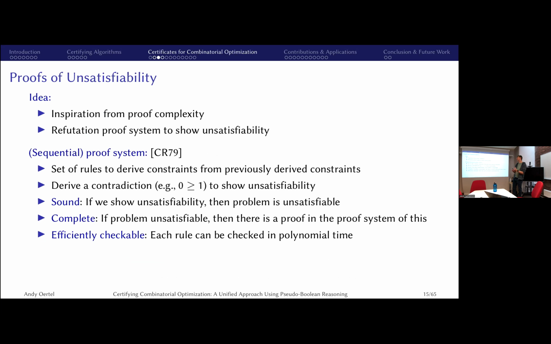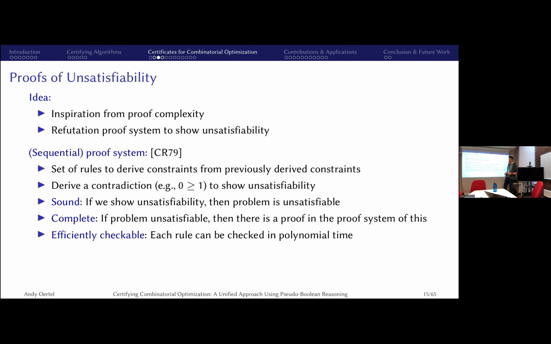Specifically, there are sequential refutation proof systems, where we have a set of rules, and using these rules, we derive new constraints from our previous constraints. The idea is that we want to derive a contradiction, and deriving this contradiction shows that we are unsatisfiable.